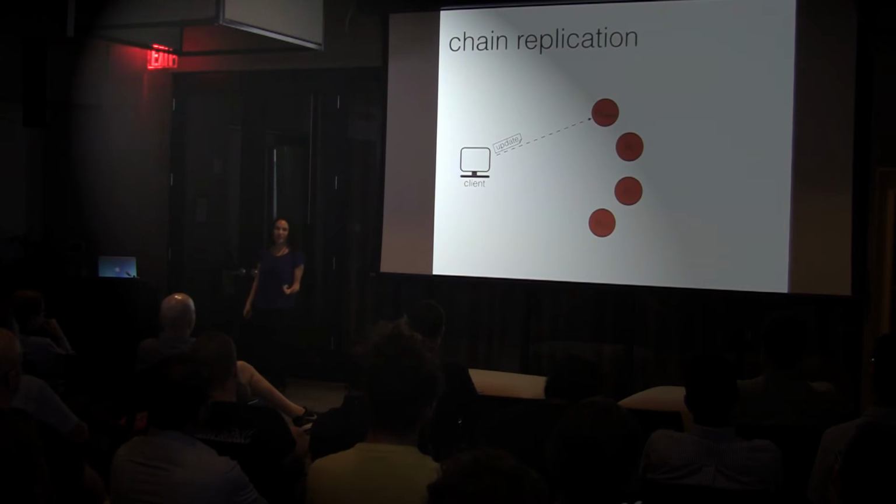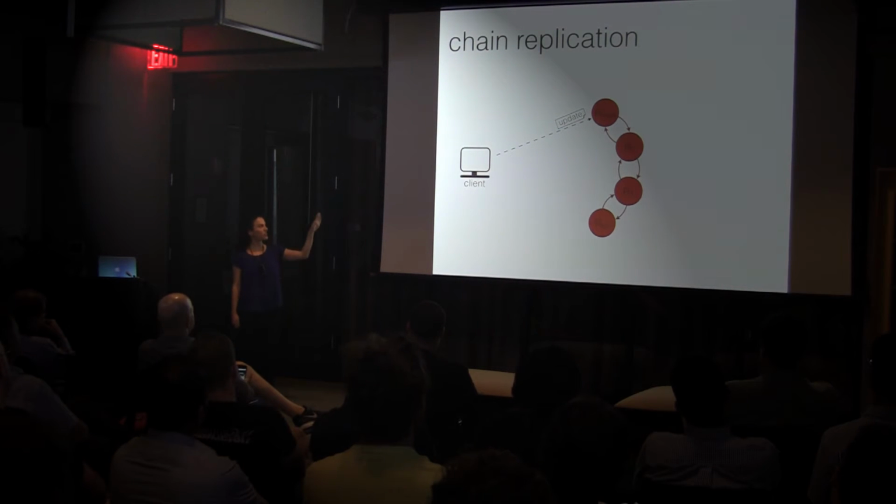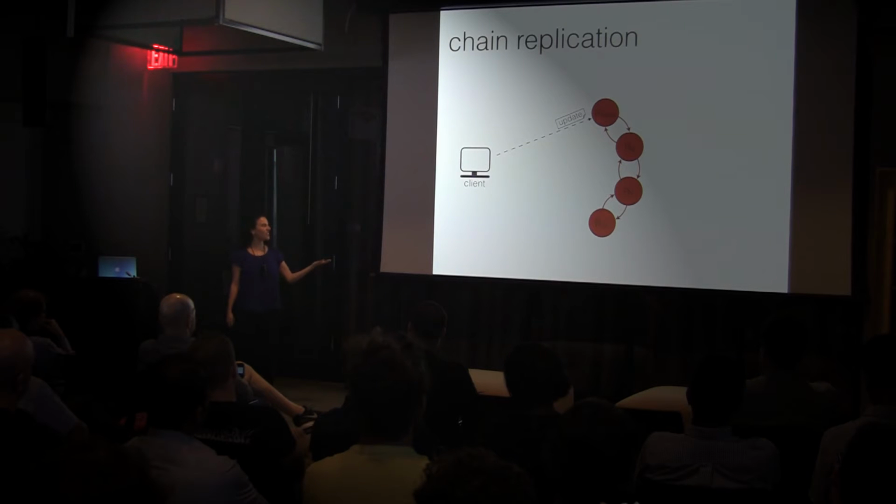So in chain replication, we organize the servers or the data stores a little bit differently, and that's where the name comes from. They are organized in a chain. So we have the head of a chain, which receives the updates. So the client sends an update. It's received by the head. And then the head sends it to the second replica. The second replica sends it to the third replica. The third replica sends it to the tail. And then the tail sends a reply back to the client.